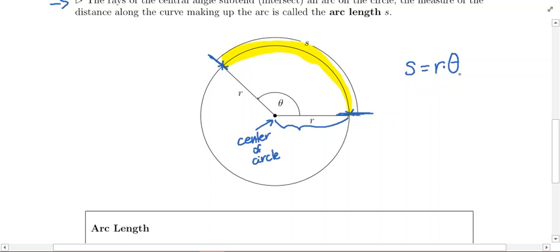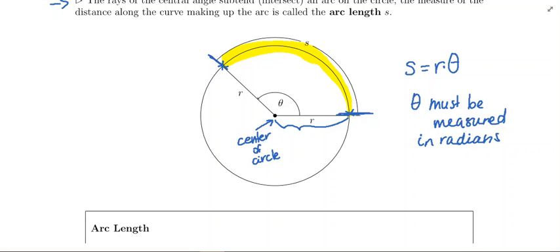What you need to know in order to use this formula is that theta must be measured in radians. We haven't exactly defined it yet; we're going to do that on the next page. But in order to use the arc length formula, theta, or whatever your central angle is, has to be measured in radians. So let's think about it this way. This is a good way you can remember that little fact.